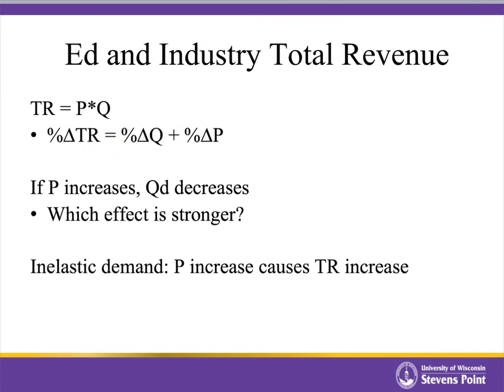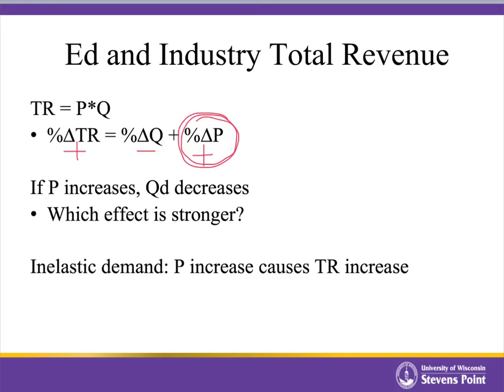So if we have inelastic demand, an increase in price results in a decreased quantity demanded. But with inelastic demand, the percent change in quantity is small relative to the percent change in price. So this is the bigger of the two changes, and as a result, we would see industry-wide total revenue increasing.